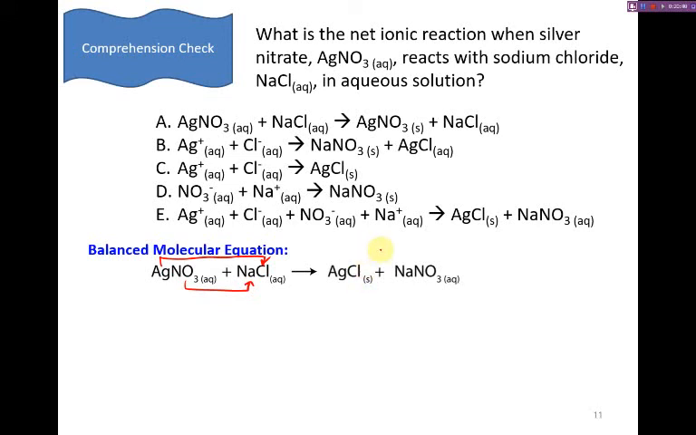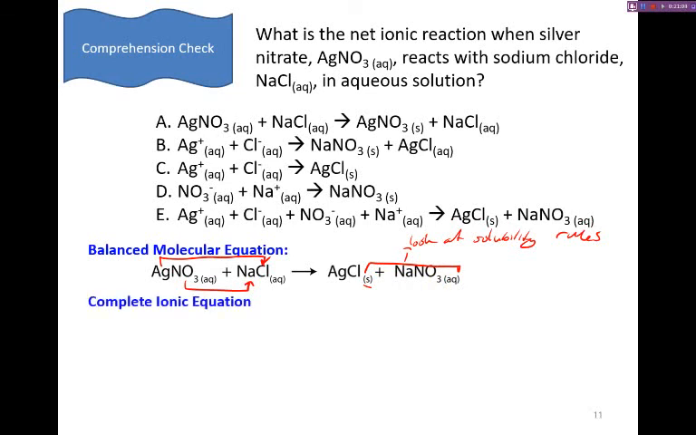In order to determine the states of matter, you need to look at the solubility rules. And the solubility rules indicate that chlorides are soluble except with silver, mercury, or lead, which means that it's solid. And nitrates and sodium ions are always soluble.